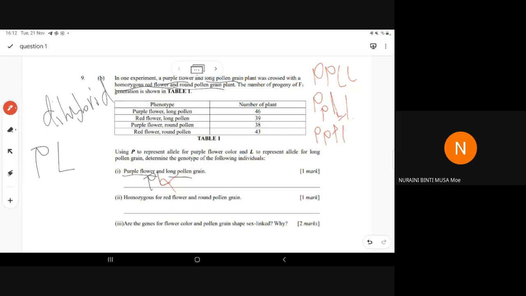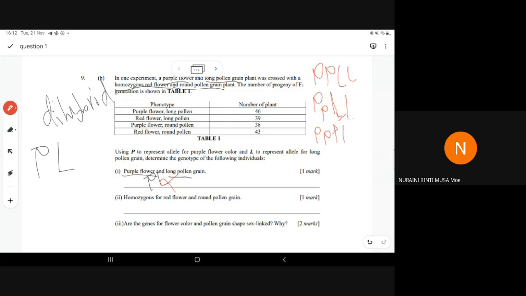Dan sebab kita ada dua sifat, that means dia kena ada 4 allele. P besar, P besar, L besar, L besar. P besar, P kecil, L besar, L kecil. P kecil, P kecil, L kecil, L kecil. Right, so now questionnya ialah purple flower and long pollen. So again, 4 allele. P, P, L, L.